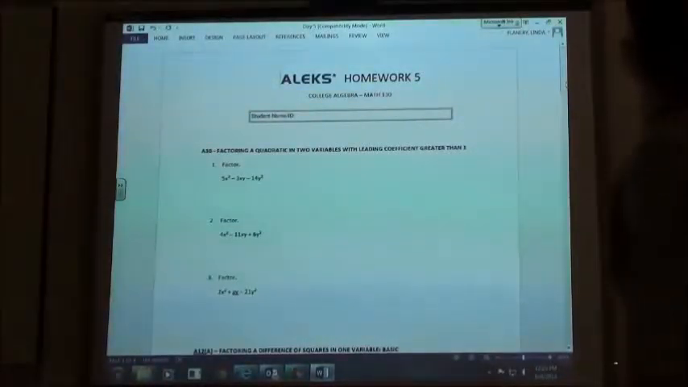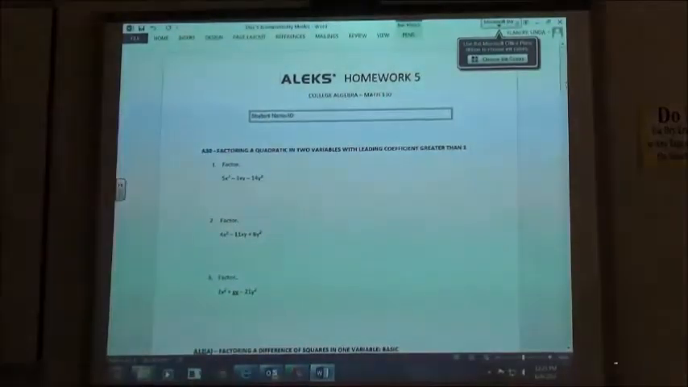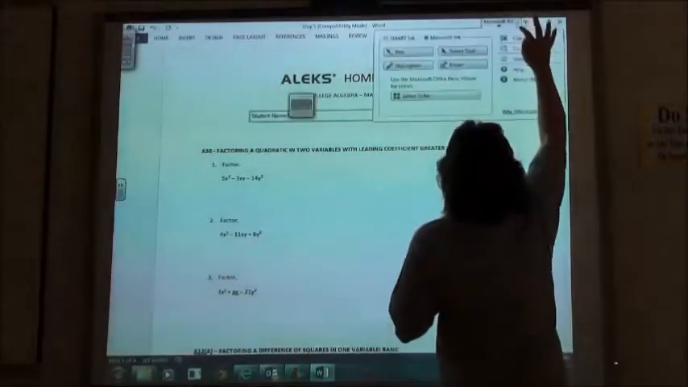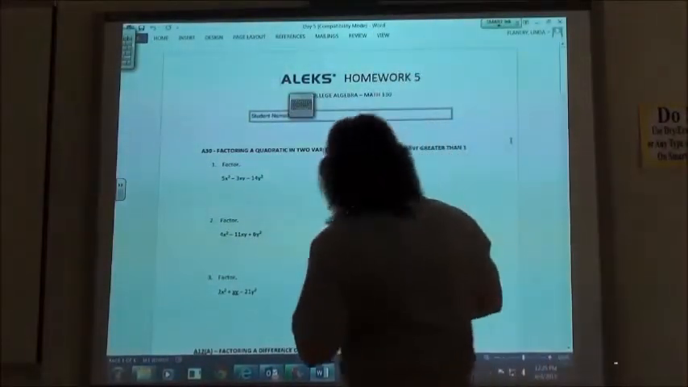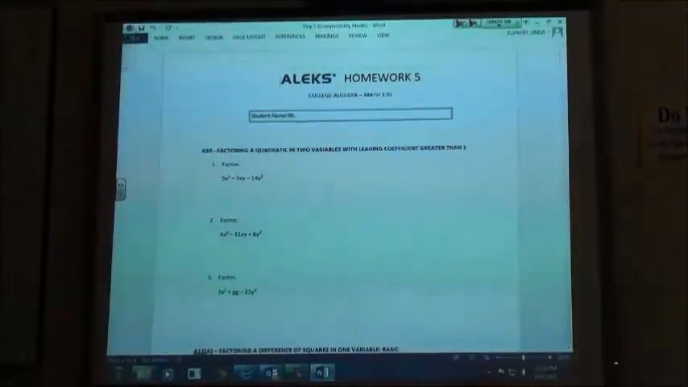So homework 5 starts off with factoring a quadratic in two variables with a leading coefficient greater than 1. Before I get too far, I better get the right pen going. And basically I'm factoring the same way as I factored my other quadratic expressions. These ones just have the variables on the end also.